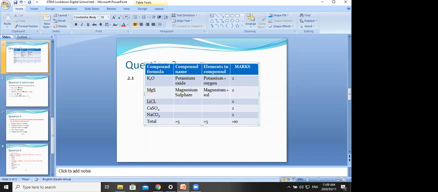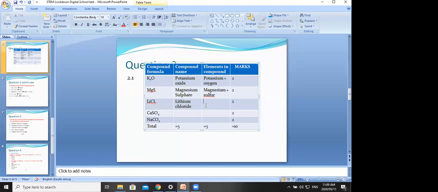How do you write sulfur? Is it S? And then we've got LiCl. Lithium chloride. And then the elements in the compound? It's lithium and chlorine. Yes.